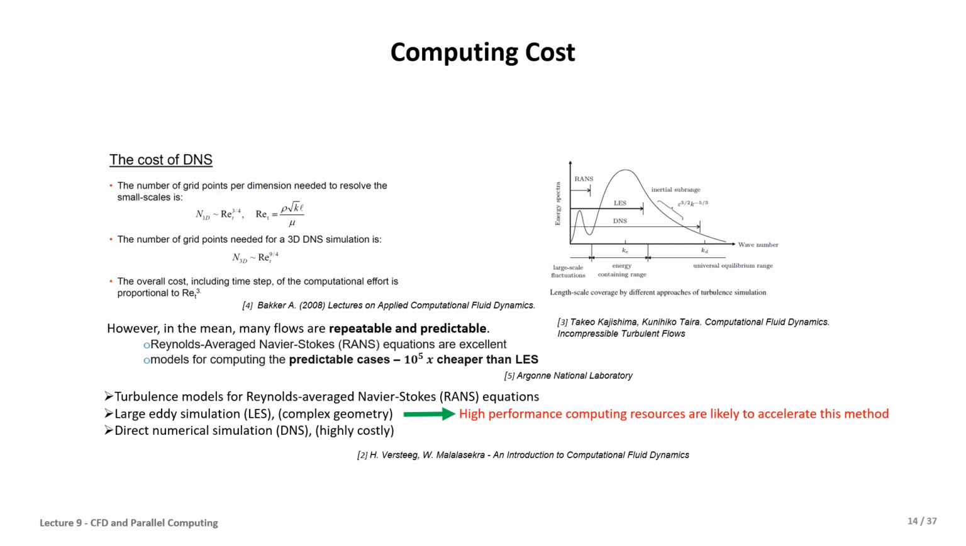However, according to the cost, we said it's very difficult to use DNS for a problem, and we need high performance computing resources to use it. Then mostly the advanced LES is used, and we can see the LES doesn't cover the universal equilibrium range.